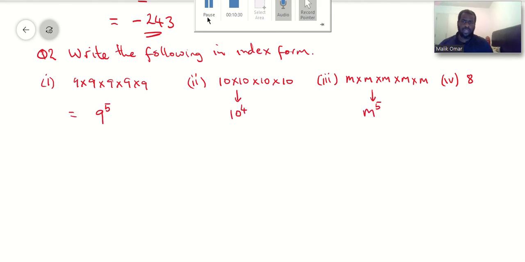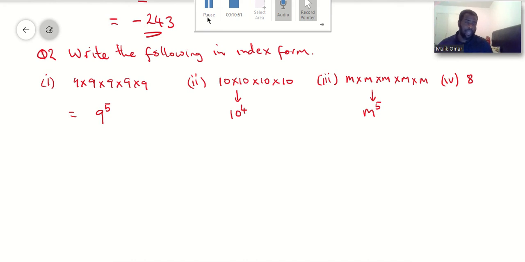Right, this is the solution for part 1. Our base is 9. How many times does 9 repeat itself? It repeats itself 5 times, so we get 9 to the power of 5. And then our base is 10 on part 2 of question 2. How many times does it repeat itself? It repeats itself 4 times, 10 to the power of 4.